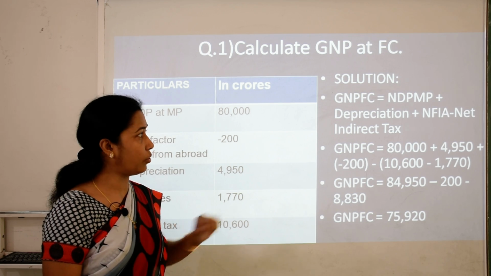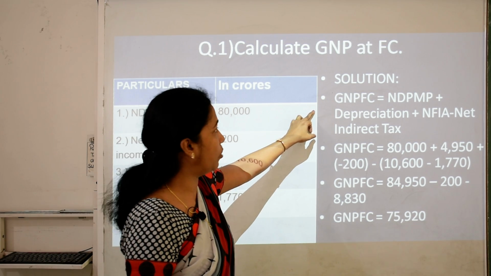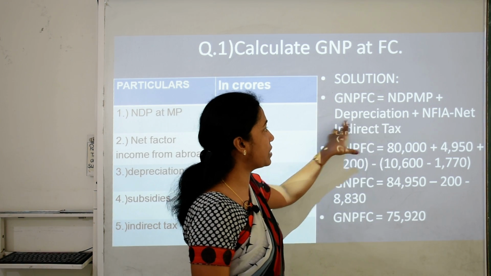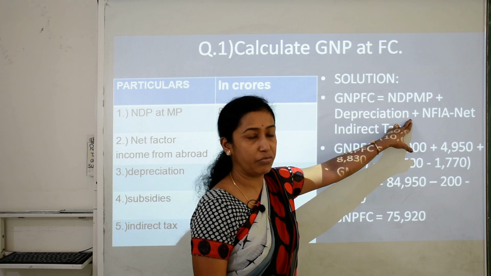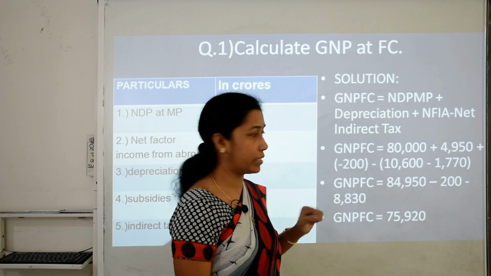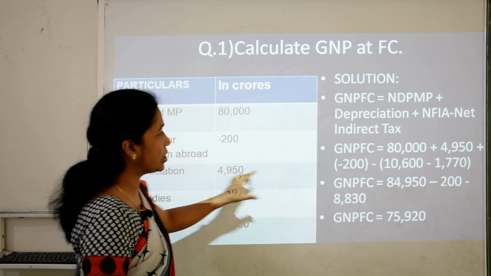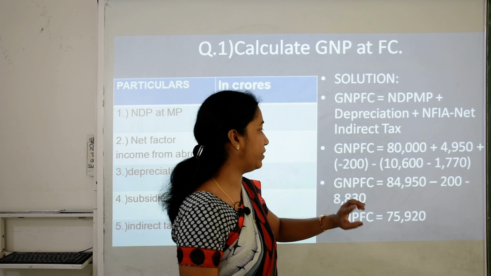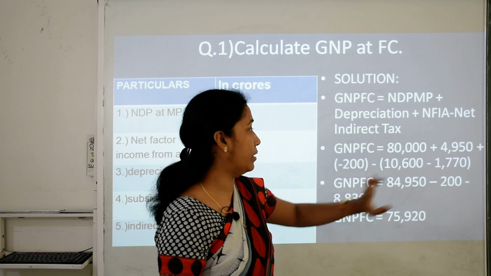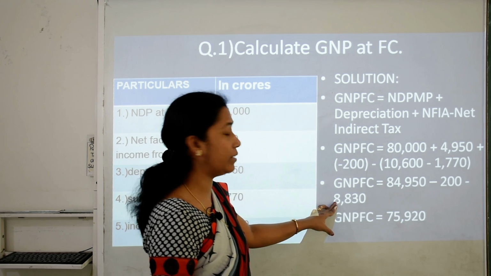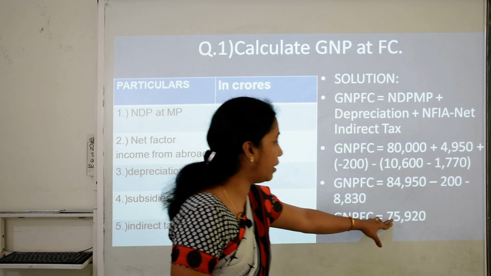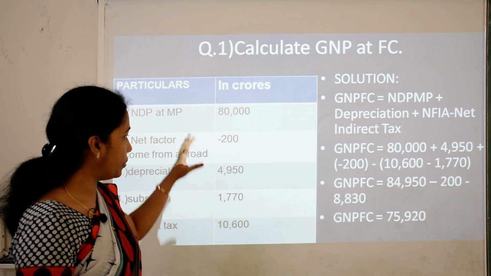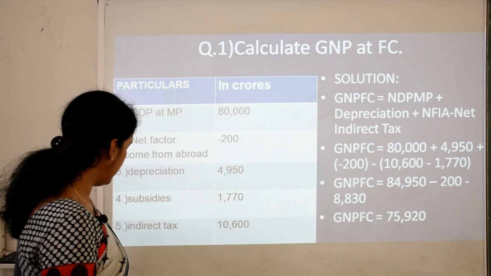So this will be the formula to calculate gross national product at factor cost, that is NDP at market price plus depreciation plus net factor income from abroad and minus net indirect tax. When you put all these values in these terms, what you will get is GNP at factor cost, that is 84,950 minus 200 minus 8,830, and the answer is 75,920. So you can calculate the rest of the questions like this.